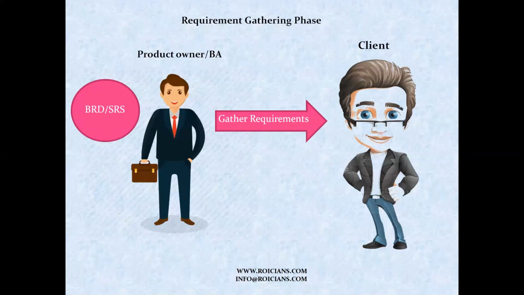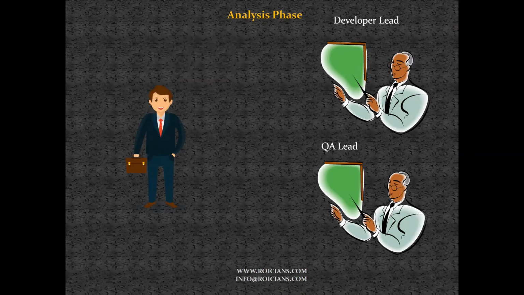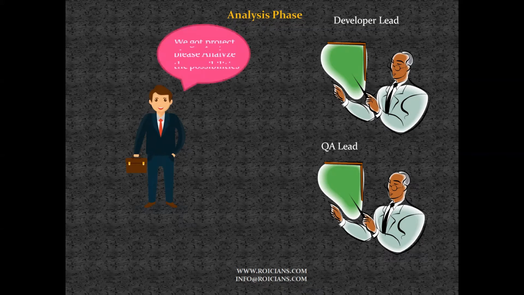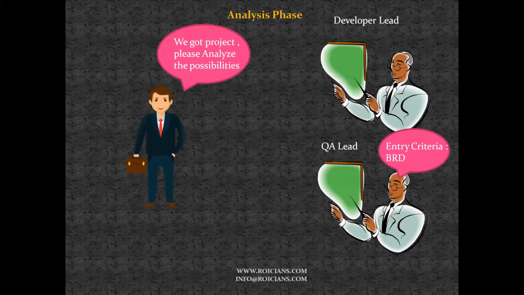After gathering the requirements, he will take those requirements to his team for analysis. So his team consists of the developer lead and QA lead. Mr. BA will say, we got the project, please analyze the possibilities. The QA lead and developer lead will take the BRD document as entry criteria. Guys, entry criteria means what are the preconditions to get into this phase? What are the documents required to be in this phase? So BRD is definitely required to get into this phase because that's the document which needs to be analyzed. So the QA lead and developer lead will read that document.